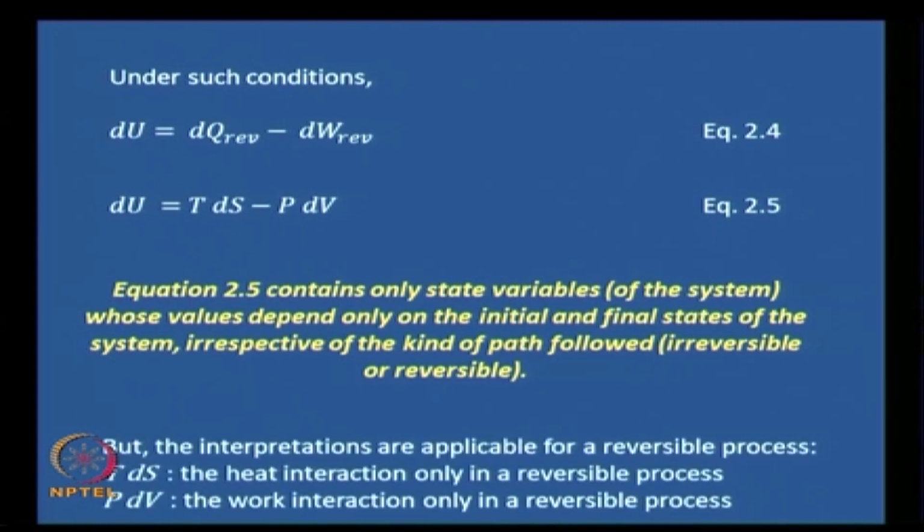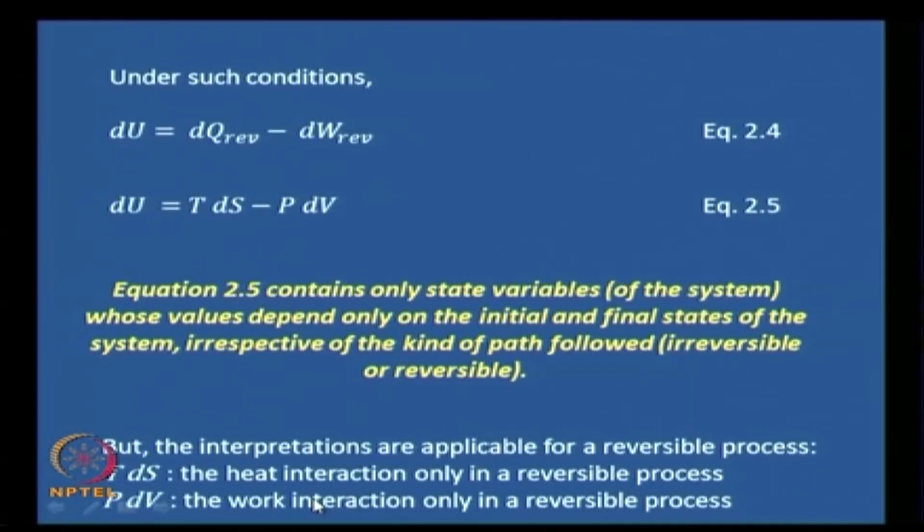Nevertheless, the interpretations of the various terms, TdS as the heat interaction and PdV as the work interaction, are all applicable only for a reversible kind of process, because these are path functions. TdS is a heat interaction only in a reversible process, and PdV is the work interaction only in a reversible process, whereas this equation 2.5, dU equals TdS minus PdV, is applicable irrespective of the type of process that the system undergoes.